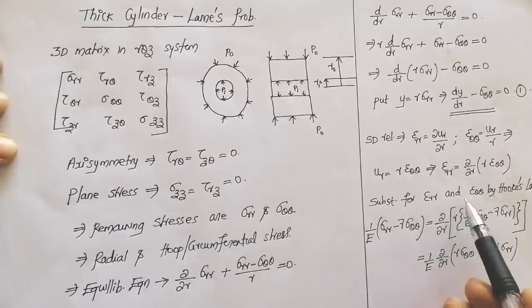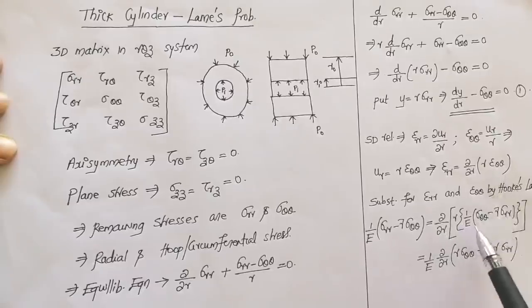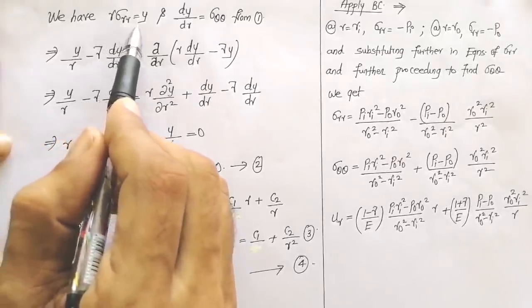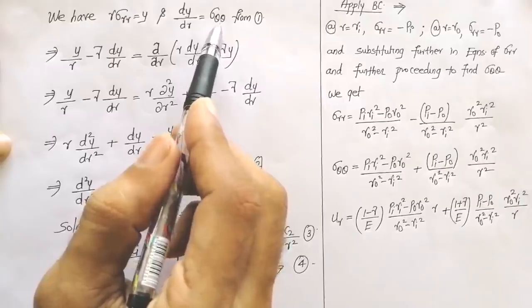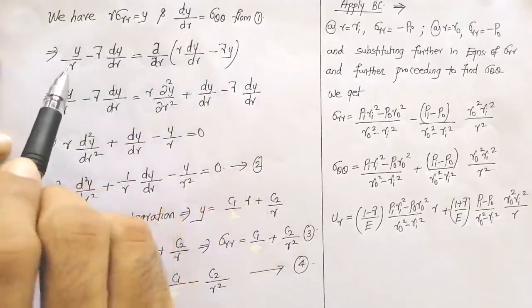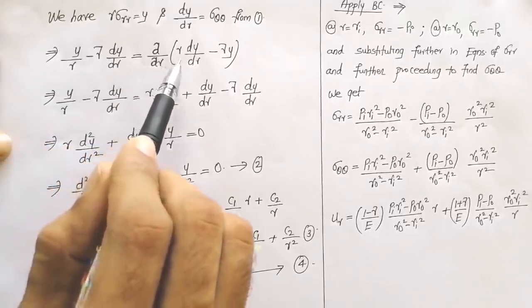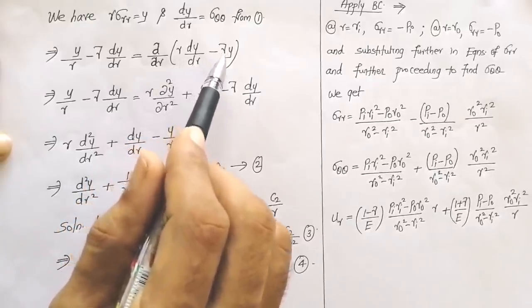Now substitute for epsilon rr and epsilon theta theta by Hooke's law. So what is Hooke's law? Epsilon rr is equal to 1 by capital E into sigma rr minus nu into sigma theta theta plus sigma zz. Here sigma zz vanishes because it is a plane stress problem, so I have not written that, which is equal to dou by dou r of r into epsilon theta theta. I am substituting, which I am rewriting in this form. So we have r sigma rr, we have substituted as y, and from equation 1 in the previous page, dy by dr is equal to sigma theta theta. So if I substitute and rearrange the equation, I will get y by r minus nu dy by dr is equal to dou by dou r of r dy by dr minus nu into y.